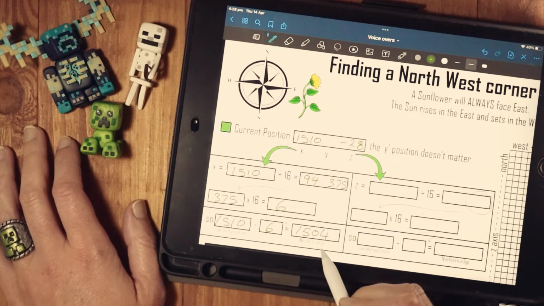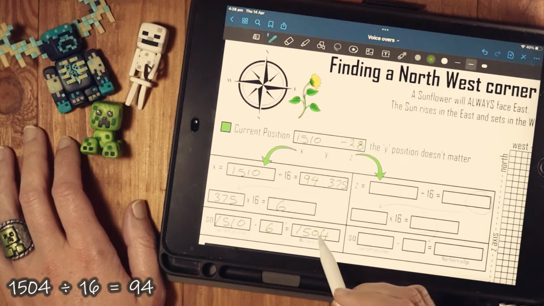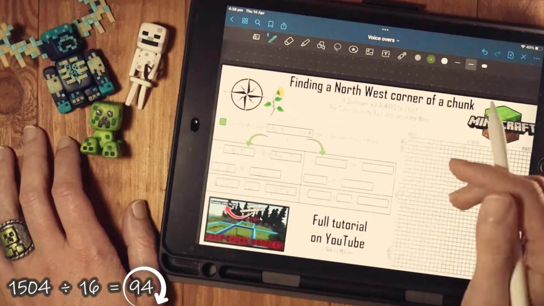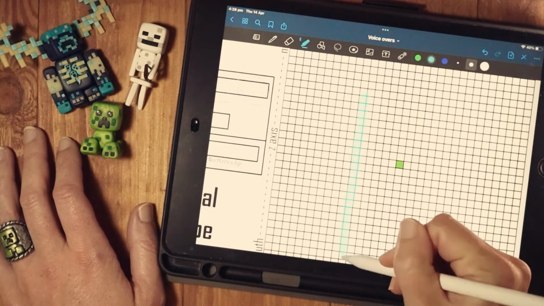Let's double check our maths. 1504 divided by 16 equals 94. It's a whole number, so we are on the western edge of a chunk.